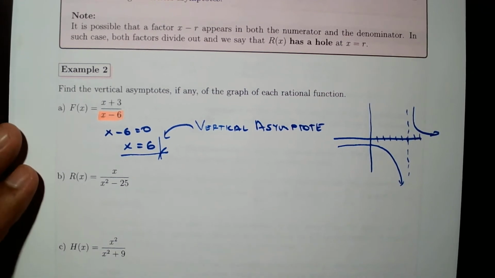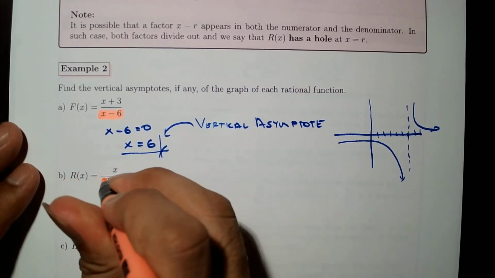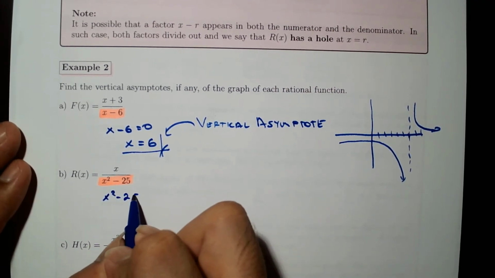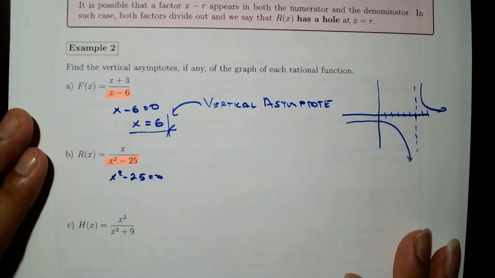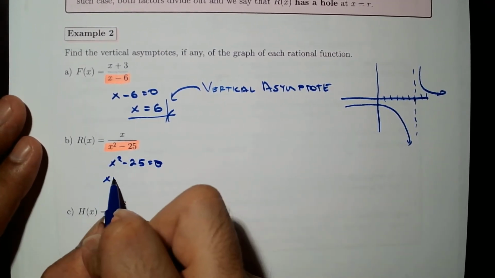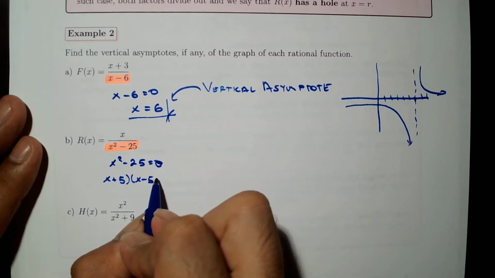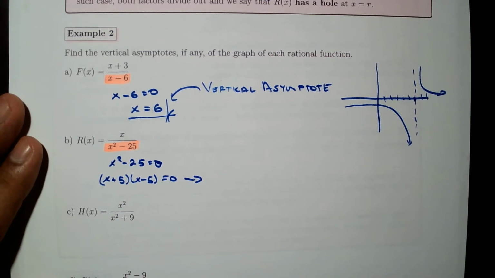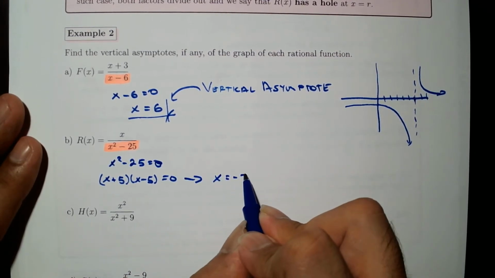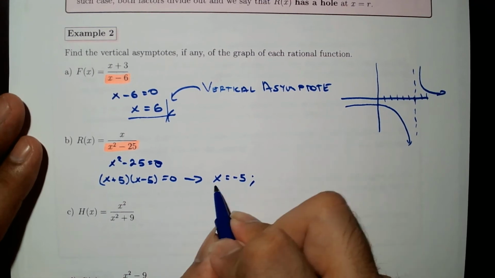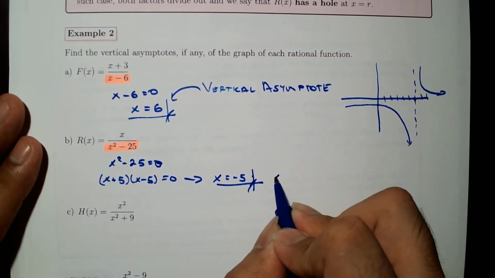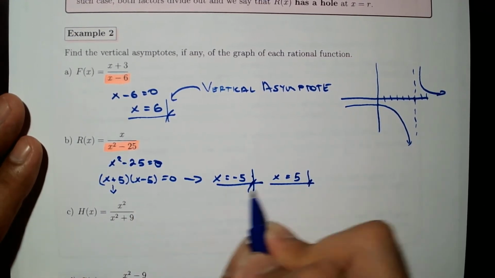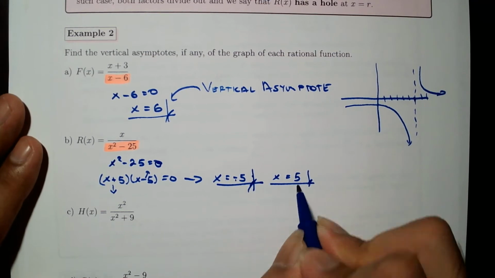All right, let's do letter B. Look at the denominator, x squared minus 25, set that equal to 0, and solve this polynomial equation by factoring: x plus 5, x minus 5. That means the vertical asymptotes are x equals negative 5 and x equals 5. From the first factor we get this answer, and from this one we get the second answer.